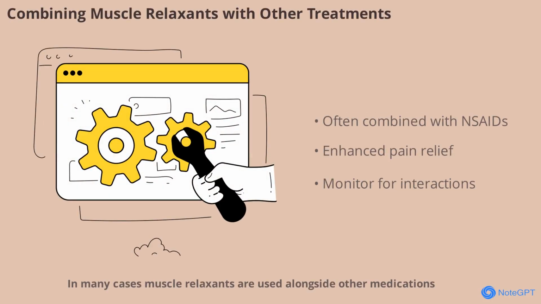In many cases, muscle relaxants are used alongside other medications, such as nonsteroidal anti-inflammatory drugs, NSAIDs, to enhance pain relief. Studies suggest that combining these drugs can be more effective for acute low back pain than using either alone. However, it's important to monitor for increased side effects and interactions, especially when multiple sedating medications are involved.